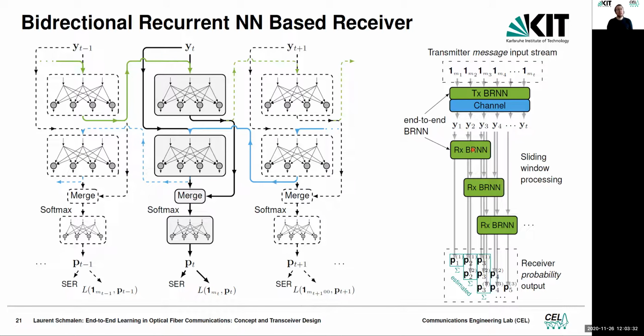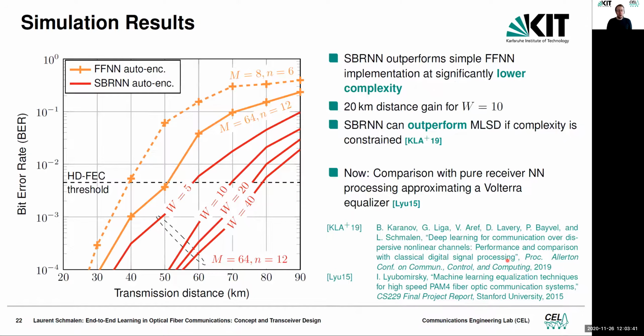This also allows us to reduce the latency, and then we get probability vectors, which we average to get our estimates. And this is how the performance looks. So we can significantly decrease the bit error and increase the transmission distance by employing these with a windowed receiver. For a window length of 10, we have a distance increase of 20 kilometers, which is quite remarkable.